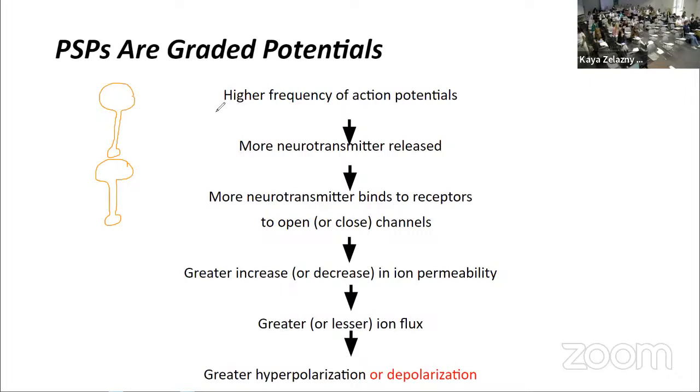Okay, so say we have a higher frequency of action potentials, so more action potentials coming down this axon, the presynaptic cell. As we have more action potentials, more charges kind of building up here, we might end up with more neurotransmitter being released. Okay? Every time an action potential gets here, more calcium might come in, more neurotransmitter released into the synaptic cleft. Okay? If we have more neurotransmitter available, more of it is going to bind to the receptors on our postsynaptic cell. Okay?